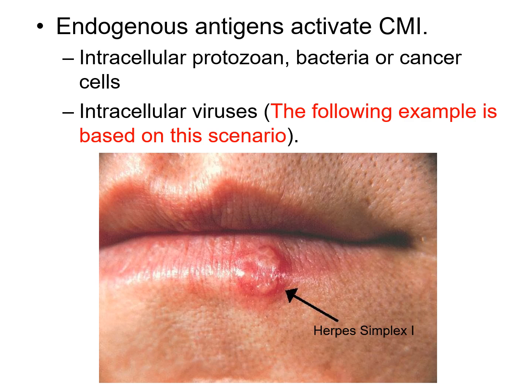So how does this all work? We're going to use a scenario where someone gets herpes simplex 1. So endogenous antigens can activate cell-mediated immunity. And some examples of endogenous antigens are intracellular protozoans, bacteria, or cancer. This means those cells can go inside of your cell.